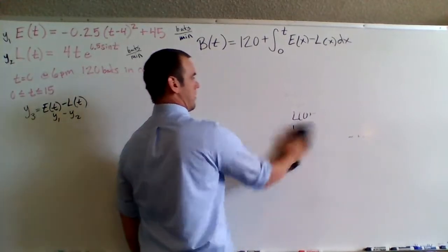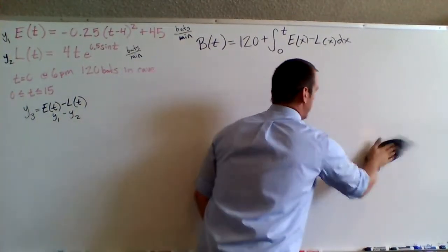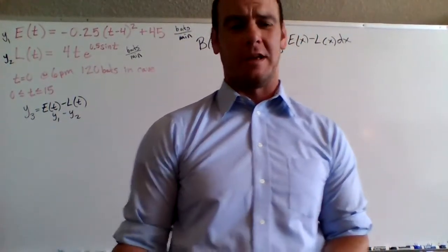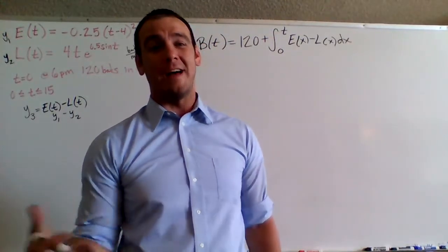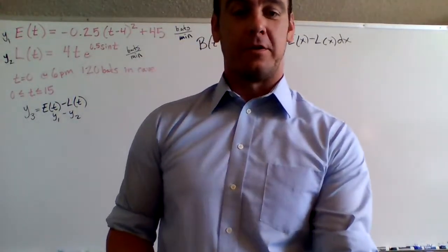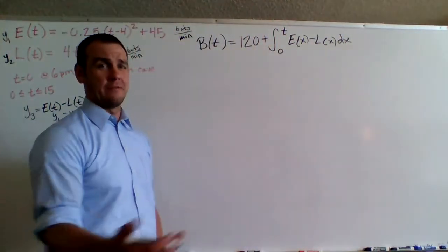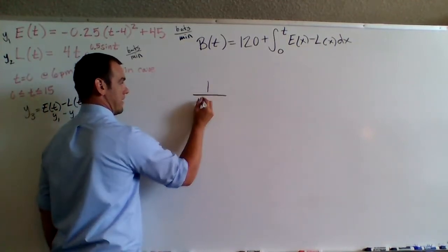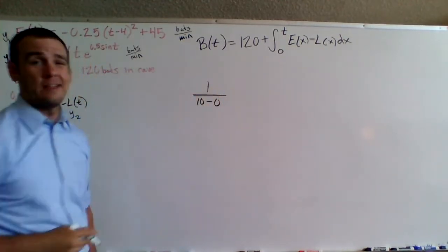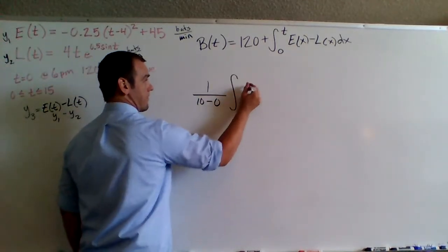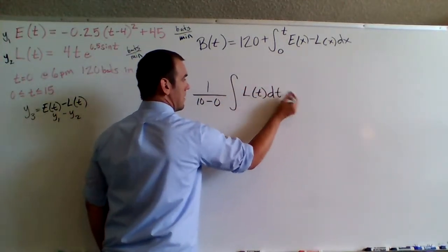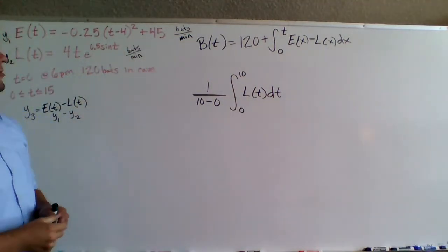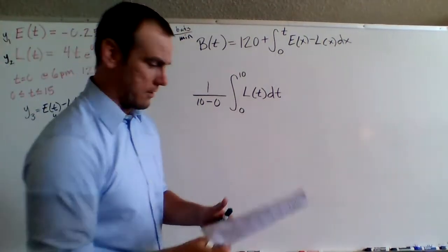So I know from grading your homework, you guys have been kind of confusing number 10 with number 11. So pay attention to the wording on this. Find the average value of L of t on the interval 0 to 10. Well, that's just going to be f average of L of t. So for f average, what we want to do is 1 over 10 minus 0, or just 1 over 10. And then we're going to integrate L of t dt from 0 to 10. Okay, that's all the work you need to show on that.